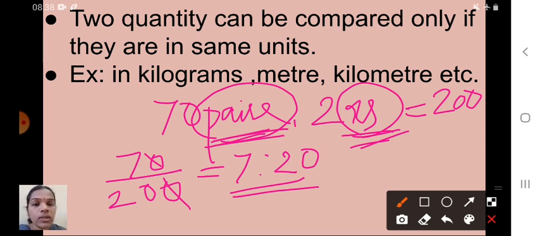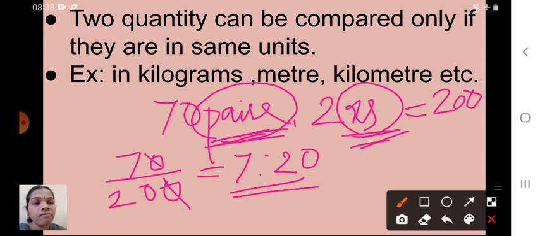Okay children, so if you are getting two different units, we have to convert the two different units into a same unit. Afterwards we have to find the ratio. Okay, based on this information, today's practice set we will solve.